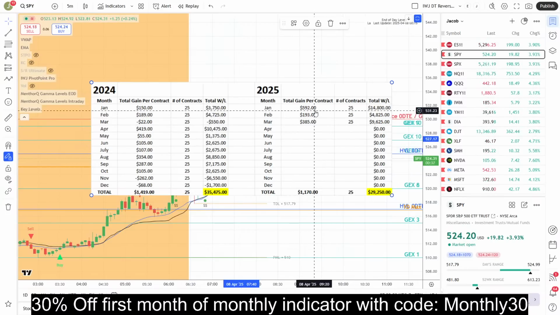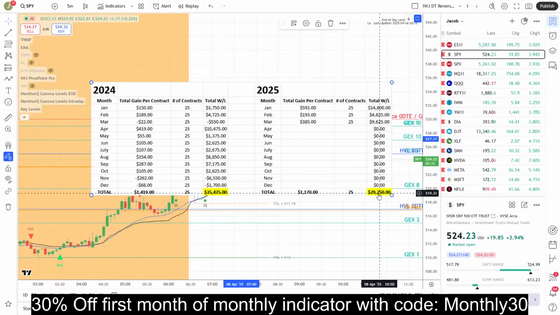This year, first quarter, we are already up 29% based on a 100K account, which is absolutely killing it. And the market's down 10 or 12%. So we're outperforming the market by 40%.